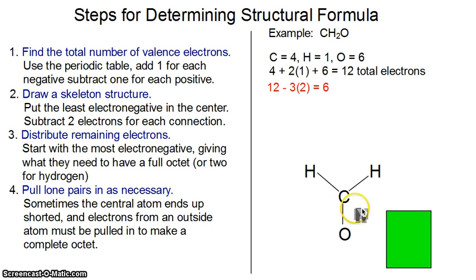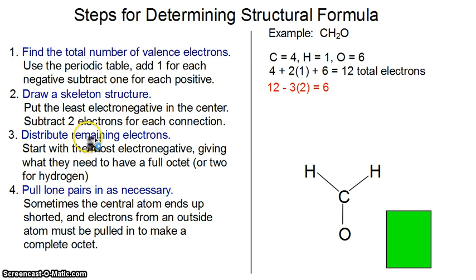Here you see I put carbon in the middle because between carbon and oxygen, carbon is the least electronegative, and so it's the most likely to share with multiple things. Then I draw in a bond to each hydrogen. Because I have 3 bonds, I take my original 12 electrons and subtract 3 times 2, because there are 2 electrons in every bond. Remember, a covalent bond is sharing a pair of electrons. So I have 6 electrons remaining.